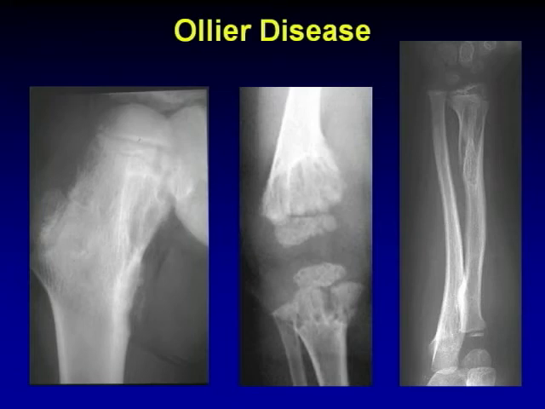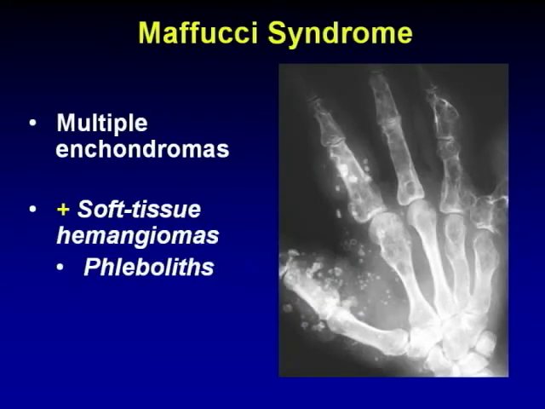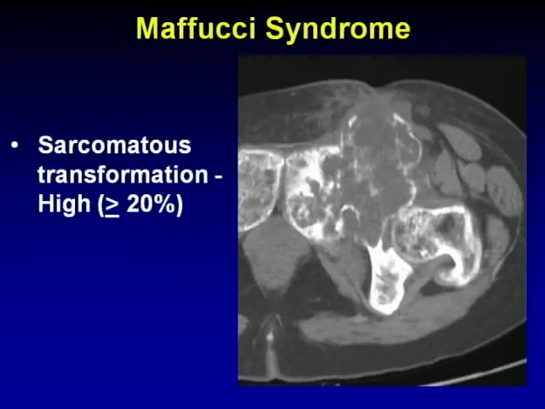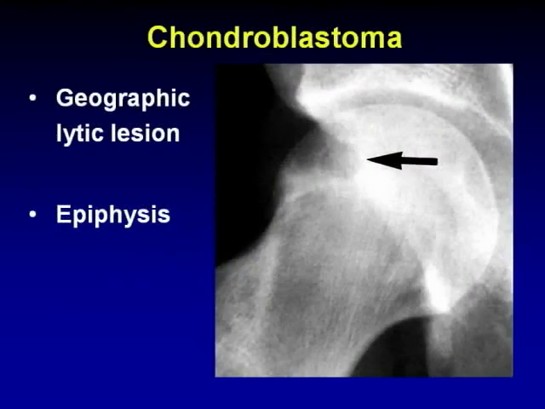Maffucci syndrome also has multiple enchondromas, but we also see soft tissue hemangiomas, and in this case, multiple phleboliths. With Maffucci syndrome, there's a particularly high rate of sarcomatous transformation, up to about 20% as occurred in this patient. What about chondroblastomas? We alluded to them a little bit earlier.